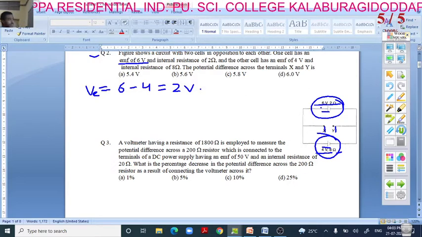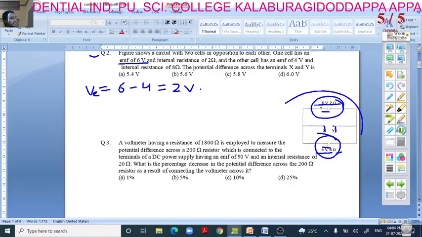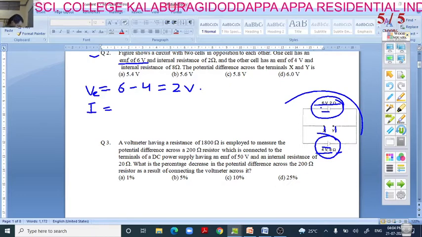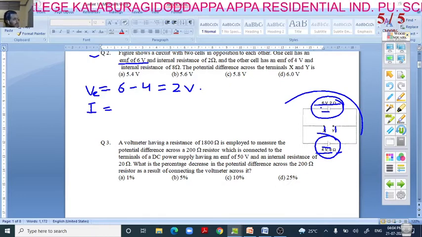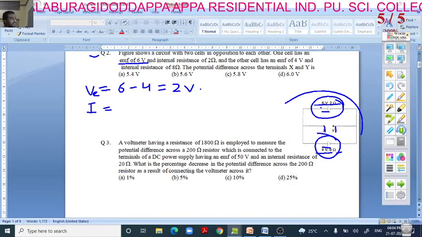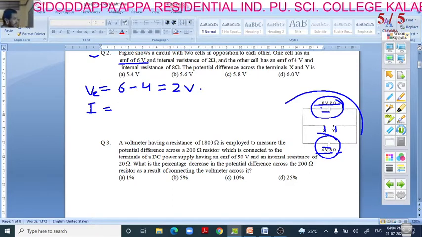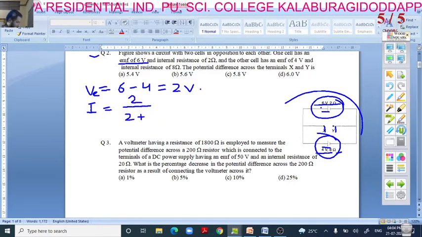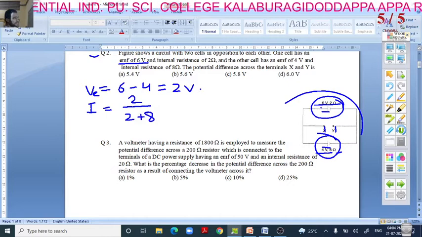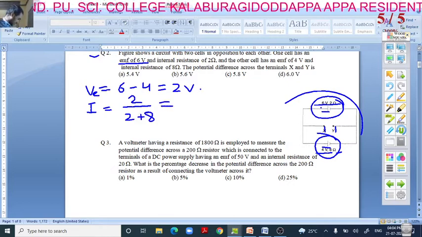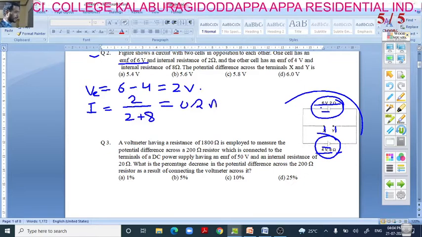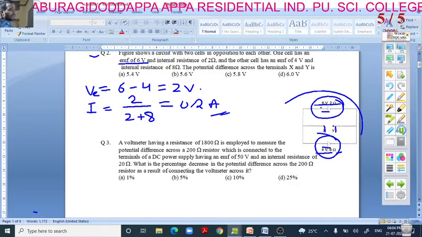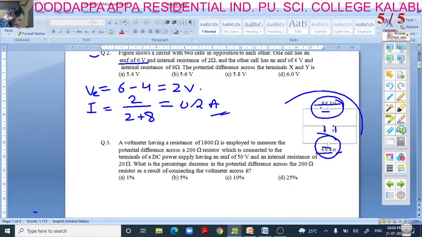Now the current in the circuit, I is equal to E divided by R plus small r. Small r stands for internal resistance. So now I will write the value. 2 volt divided by resistance plus internal resistance, right? That is equal to 0.2 ampere. This we got. This is the current that flows in the circuit. Current in the circuit is 0.2 ampere.